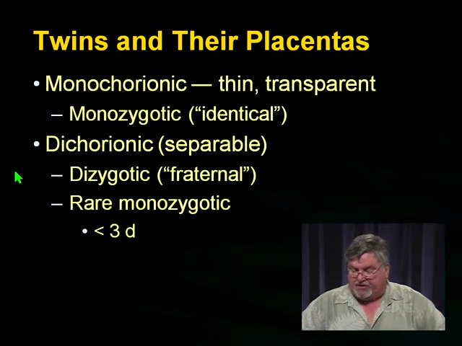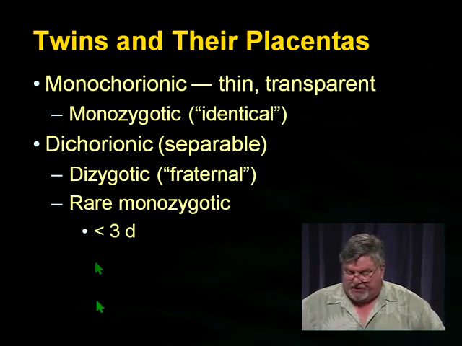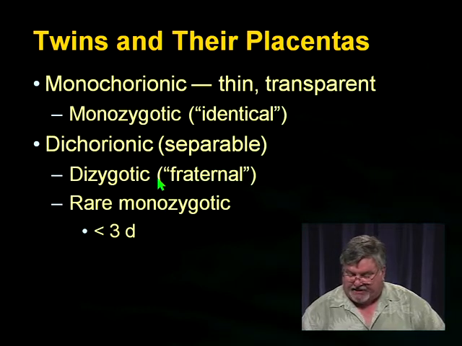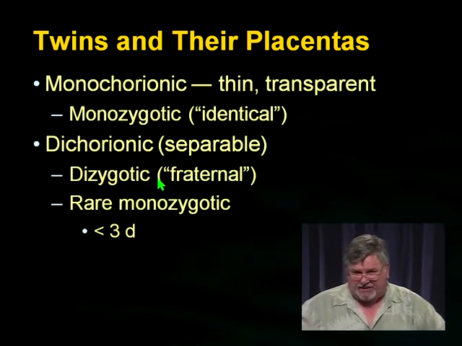They have thin, transparent membranes that you can see through and are not separable. So you can't separate their chorions. Dichorionic, these are separable membranes. These are generally dizygotic twins. Generally is a test question, right?